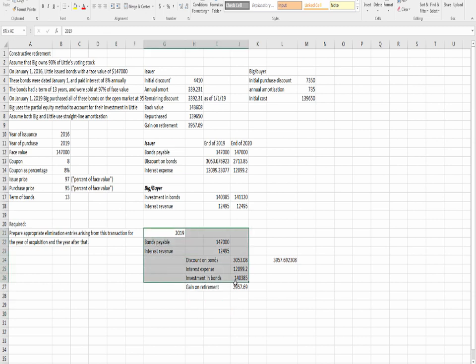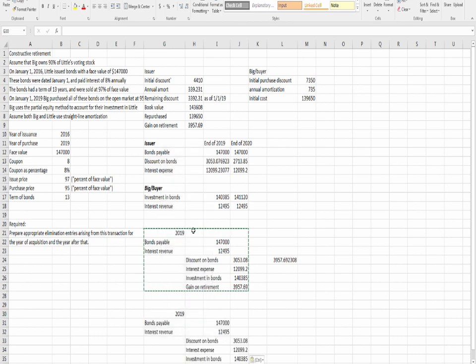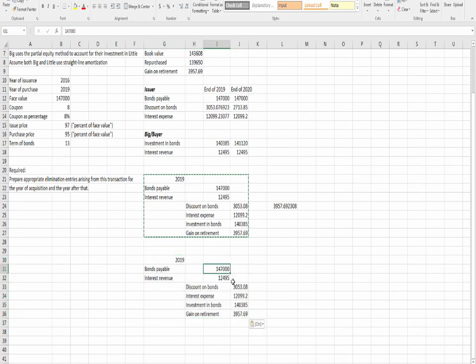Okay, let's go ahead and go on to 2020. Again, a lot of these things are going to stay the same. The bonds payable stays the same. The interest revenue stays the same because we're using straight line amortization. The discount on bonds has changed. Now the discount on bonds is $2,713.85. Interest expense is the same as it was because, again, we're using straight line amortization. The investment in bonds has changed to $141,120. And finally, now we're carrying forward the remaining realized but unrecognized gain.